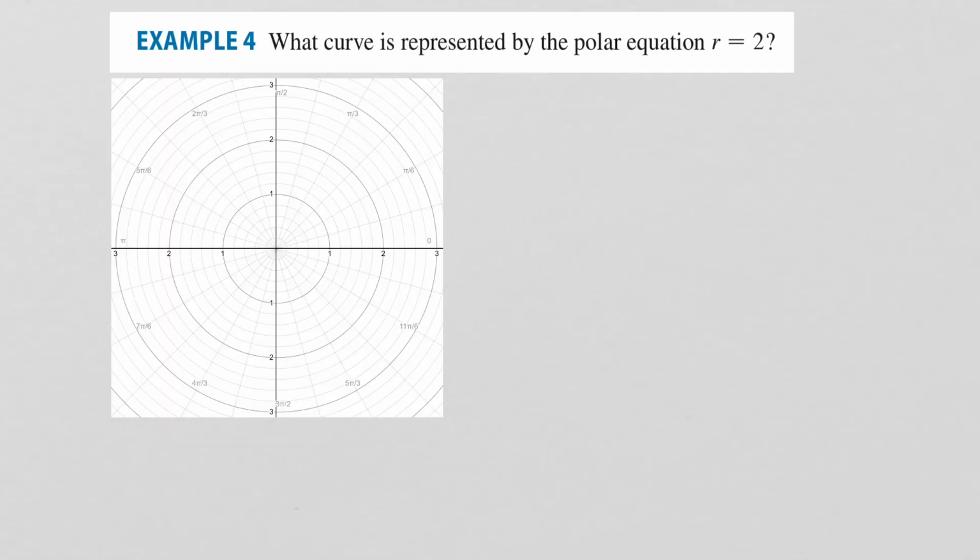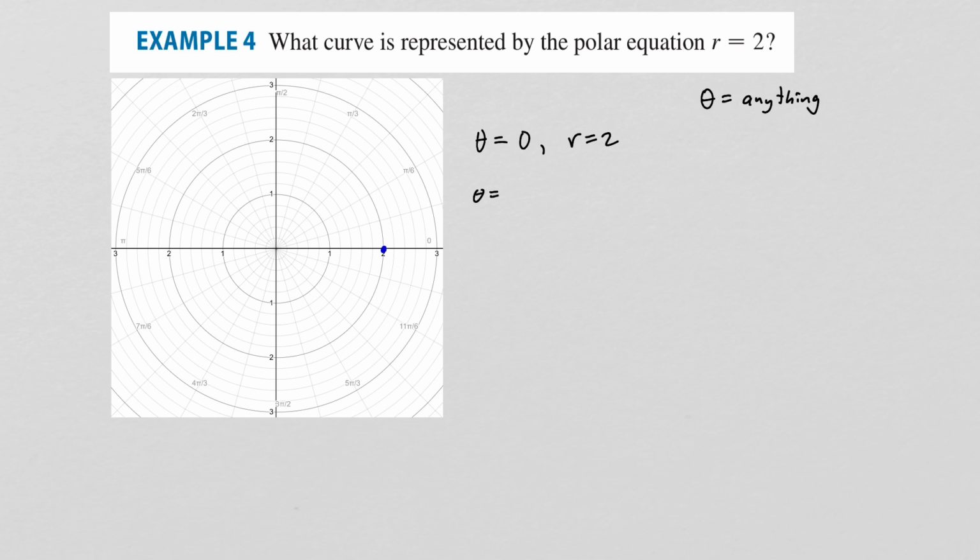Next, let's talk about graphing curves from polar equations. So if you get the equation r equals 2, what would that curve look like when you graph it? So when we say r equals 2, that means that theta can be anything because theta is not a part of the equation. So for example, what if theta is 0 and r equals 2? Well, 0 is this angle right here, and r equals 2 would be this point.